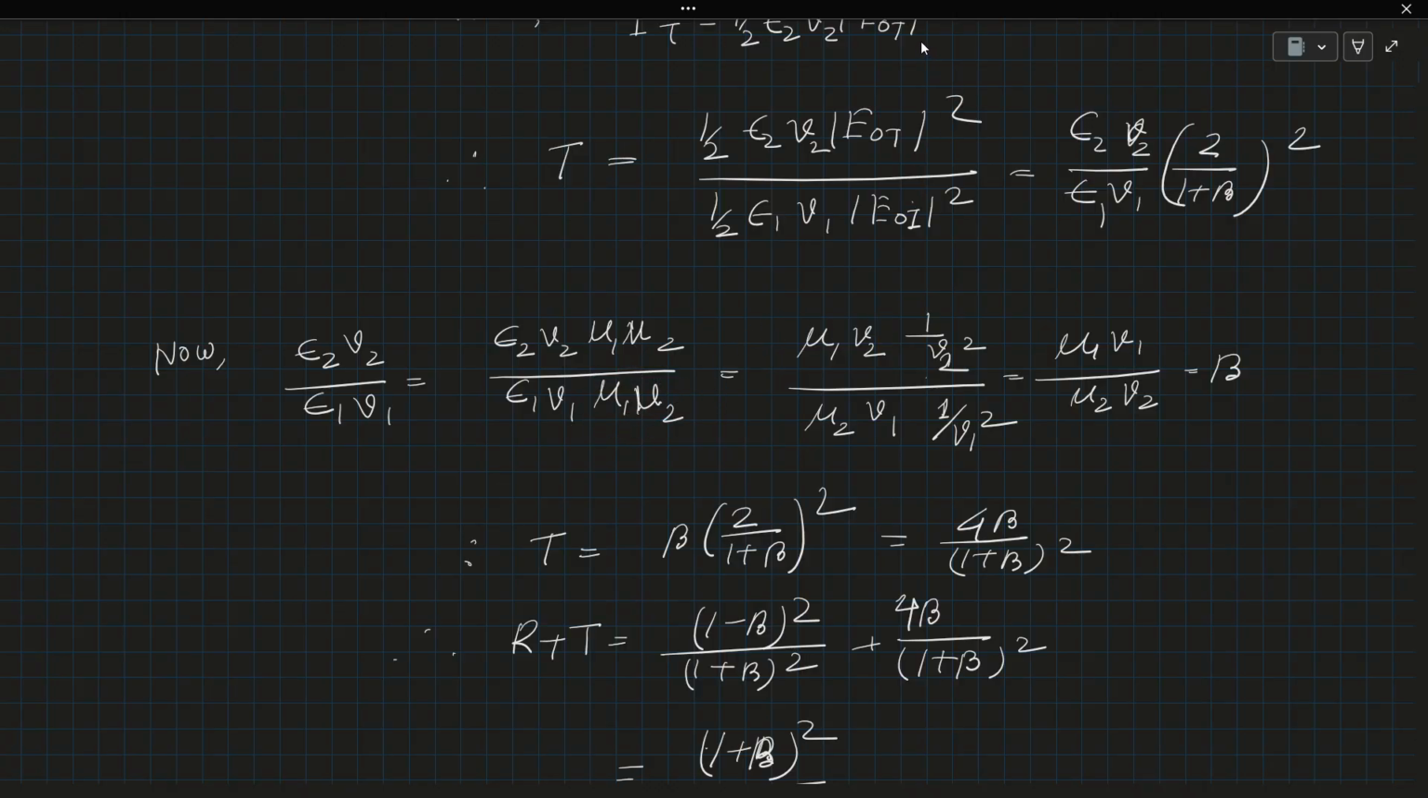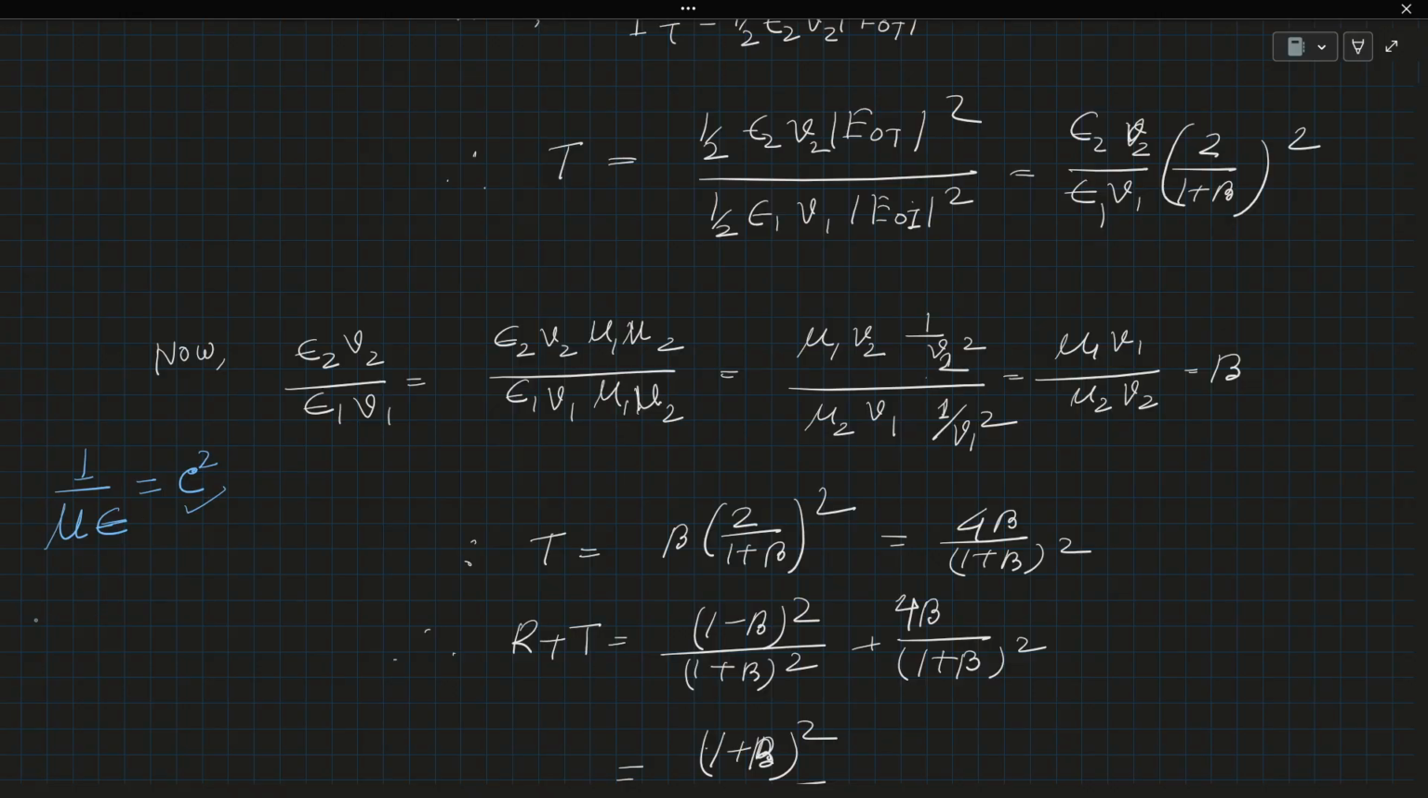Now here is one thing. In the first class I told you that mu epsilon has the dimension of inverse velocity square, right? 1 by mu1 epsilon 1, so this is equal to what? Velocity square. If the velocity of the wave is c, then this is c square, right?